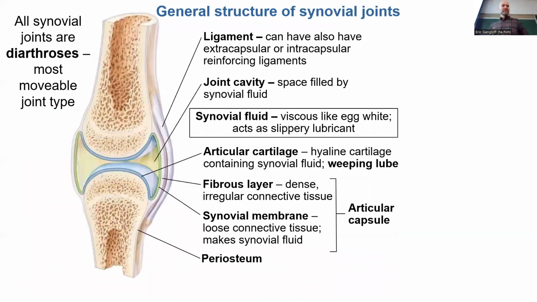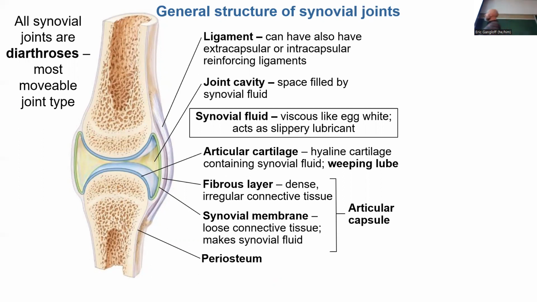All right, I'm going to change the order of the slides here, and I'm just going to continue talking about synovial joints since we're talking about them now. As I mentioned, all your synovial joints are diarthrotic, meaning they provide a great range of movement. And you can see a generalized anatomical structure of one of these synovial joints here.